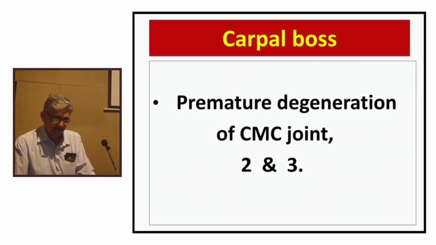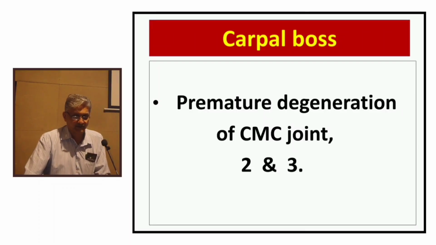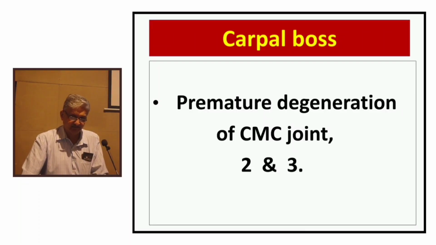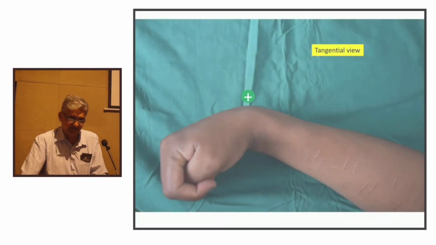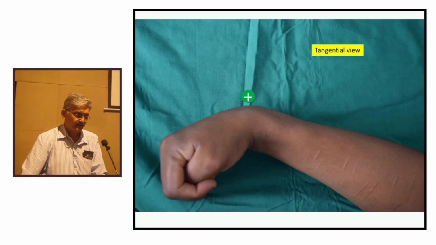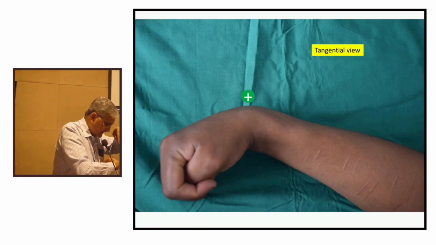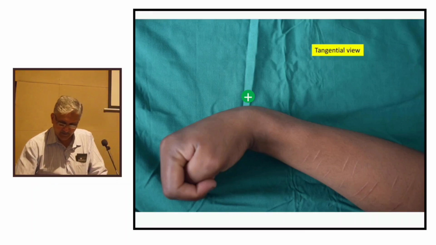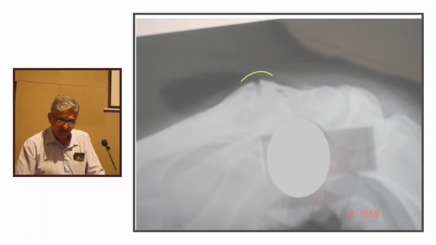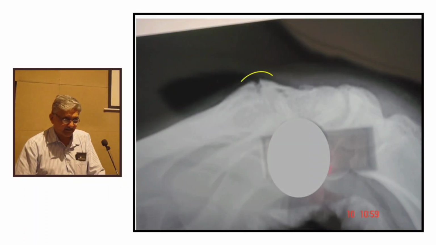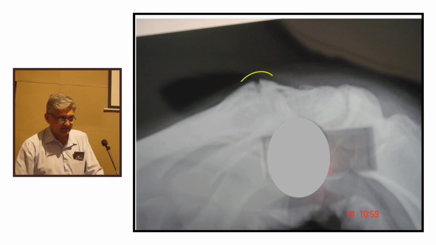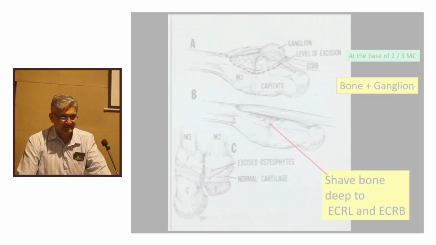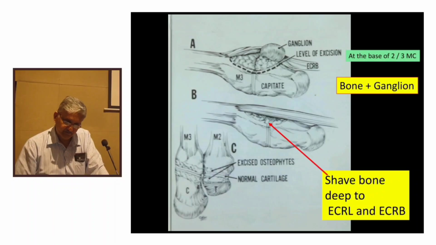Then this is another thing, and I think I'll cover it here, carpal bossing. It's premature degeneration of the CMC joint, and it is a hard bony bump on the dorsum at the base of the second metacarpal. And if you see an X-ray which is a tangential view, meaning you bend it and see a tangential view, you will see a bony bump at the base of the second and third carpometacarpal joint, and this is tender. And this may or may not be with a ganglion. Often it would be with a ganglion.